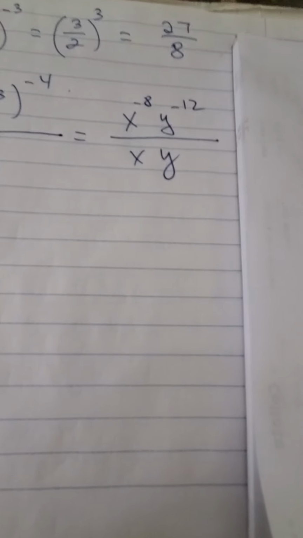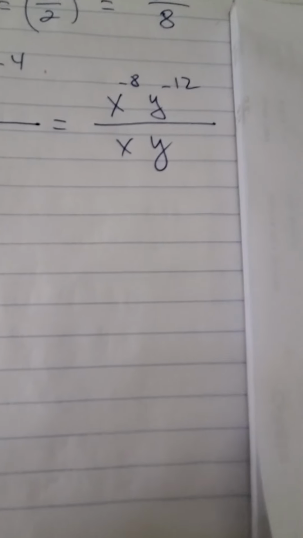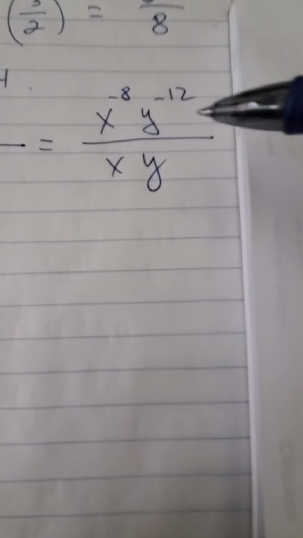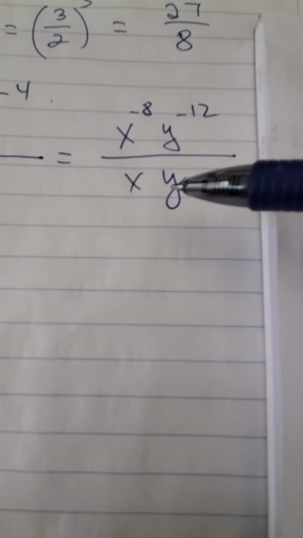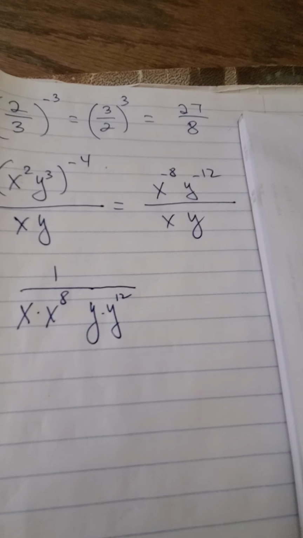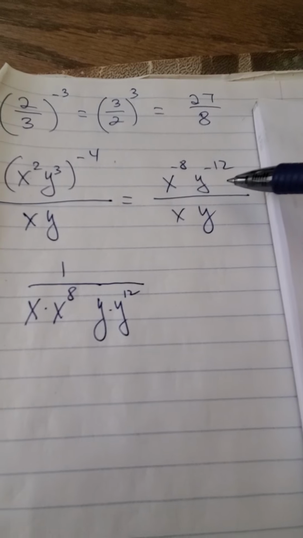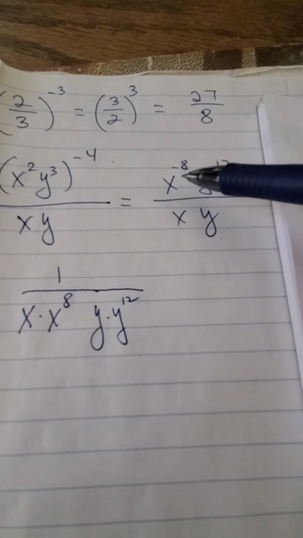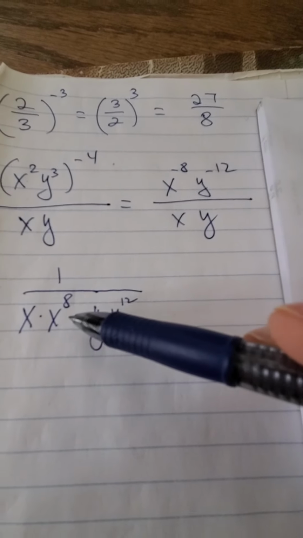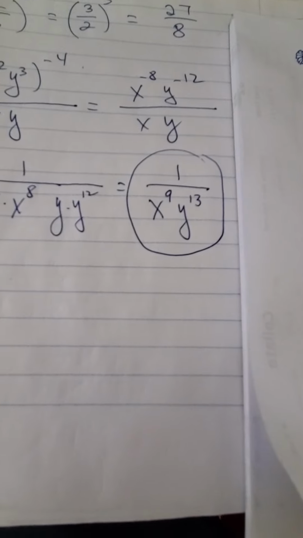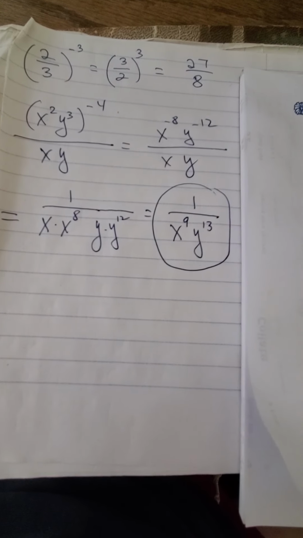Now, this is what I want to do. I should have said this at the beginning, is I want to write this so that there are only positive exponents, no negative exponents. Well, here's the thing. A negative exponent on top is equivalent to a positive on the bottom, or vice versa. So let me show you what I mean by that. The y to the negative 12 on top is the same as having a positive 12 on the bottom. A negative 8 on top is the same as having a positive 8 on the bottom. This now all simplifies into 1 over x to the 9th, y to the 13th. And that's how it goes.